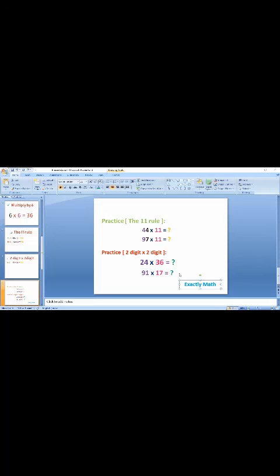First is practice with the 11 rule. We have to multiply a two-digit number with 11, and I already told you in the second trick. I've given two examples to you. So watch this thoroughly, do the sums and comment in the comment box.